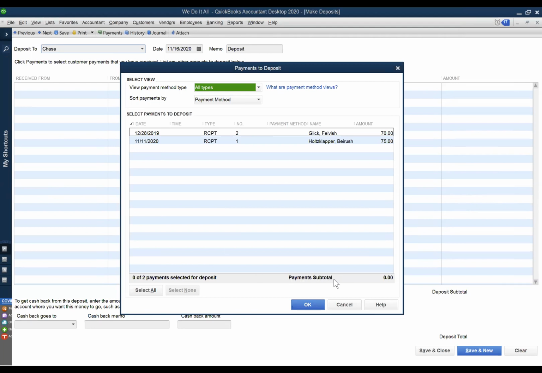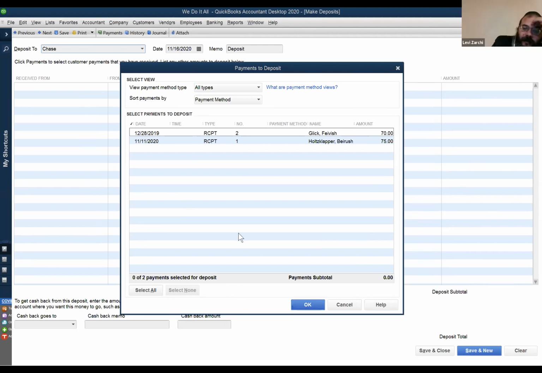1220. Yes. Good. You don't have another $75 there? You don't show another $75 payment for deposit? Yeah, that was for Barish Holtz. No, there was a receipt actually of... One second. A payment? No, I don't have a payment.